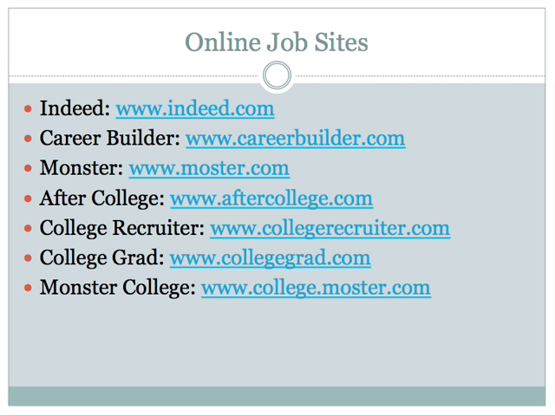All right, so this is just a list of places that you can look. So Indeed, of course, Career Builder, Monster, After College, College Recruiter, College Grad, Monster College. So these are a list that I have. You might have more places to look as well, but this is a really good starting place to go from. So if you can think of other places, feel free to go.